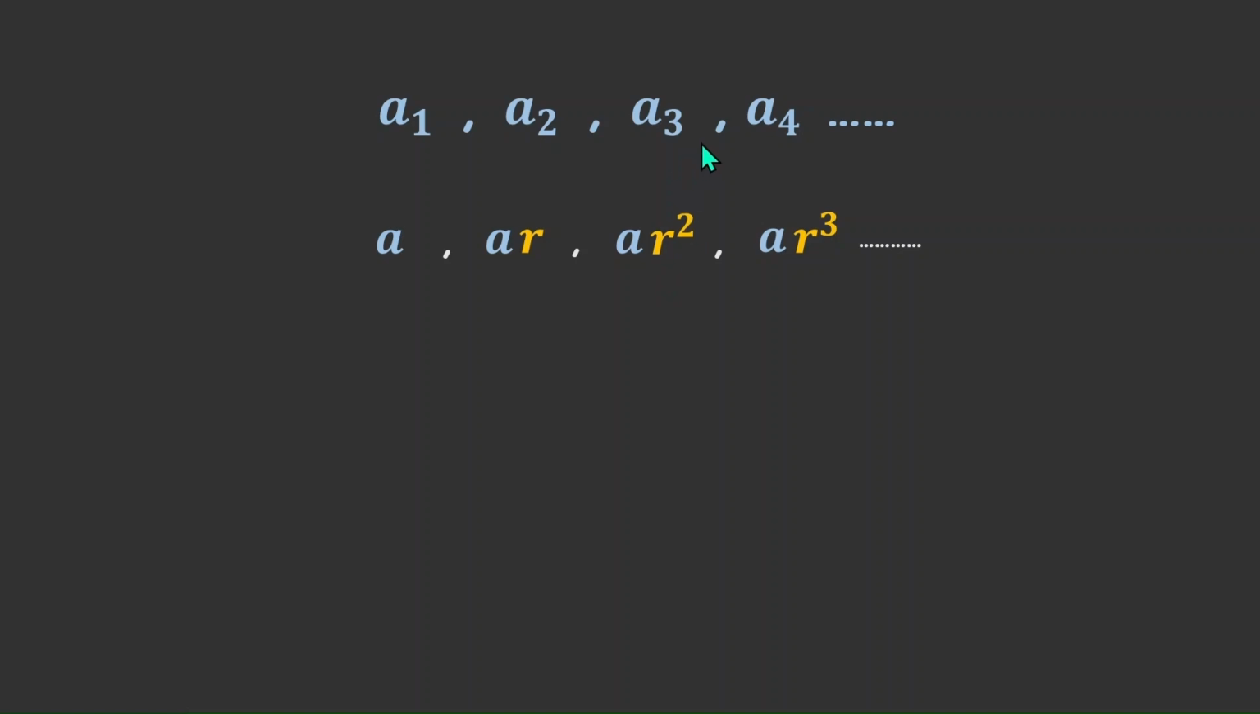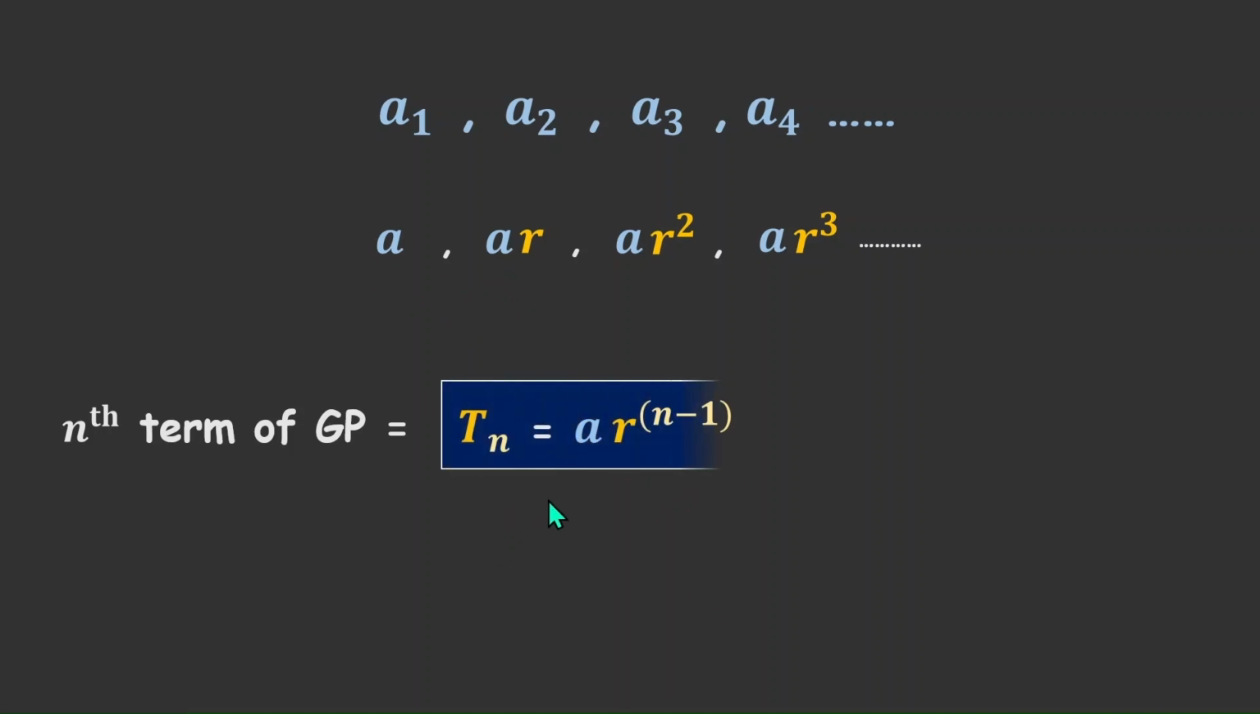If n is equal to 3, this becomes 2. If n is equal to 4, it becomes 4 minus 1, which is 3, so a into r cube. Because of this pattern, we can write the general term, or the nth term, of a geometric progression as Tn is equal to the first term a into the common ratio raised to power n minus 1. This is what we want to remember. Now let's try to do some questions based on this formula.